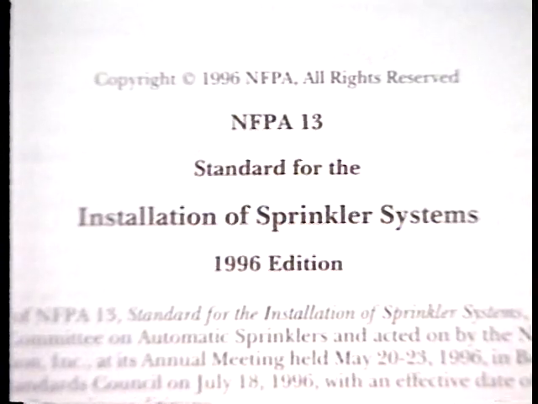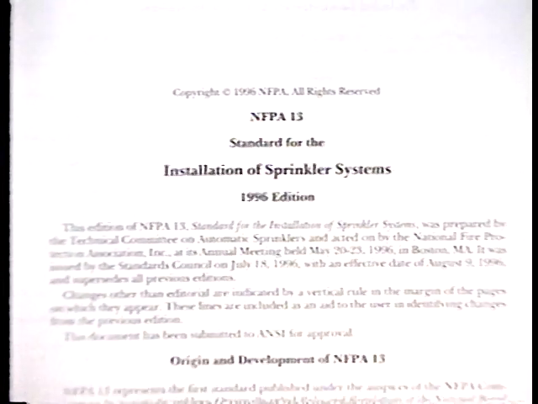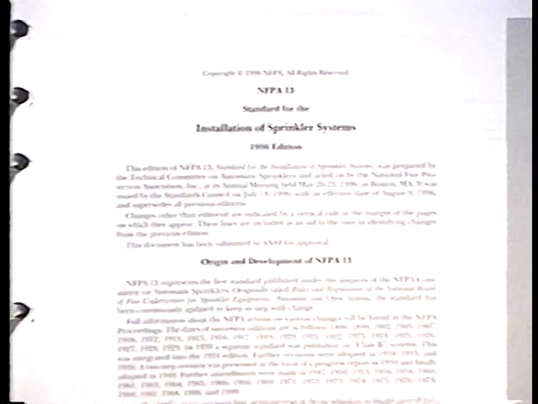NFPA 13 describes how the pressure, rate, and duration of water supplies for automatic sprinkler systems are to be determined. The starting point is to classify the hazard of the occupancy. In this context, hazards are used specifically for sprinkler installations and their water supplies. As we covered in Tape 2, NFPA 13 defines 5 occupancy classifications.